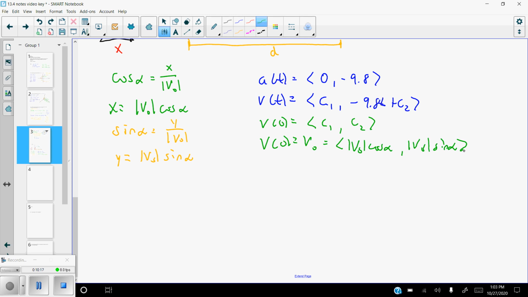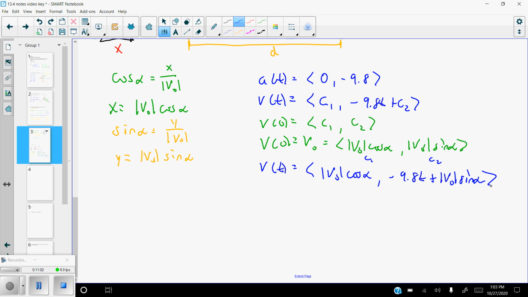So if we want to find our actual v of t, because that's the initial velocity, that's the v of 0, because we've basically just found C1 and C2. This is C1, this is C2, v of t is going to be the initial velocity's magnitude cosine of alpha. Nothing else there. And then negative 9.8 t plus C2, which is the initial velocity's magnitude sine of alpha. Okay, and that's a velocity vector for you.